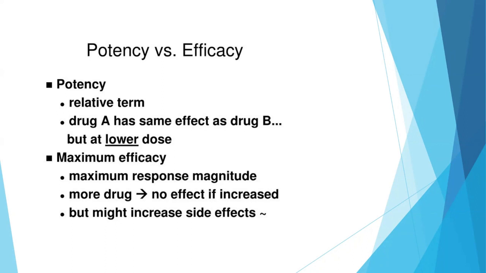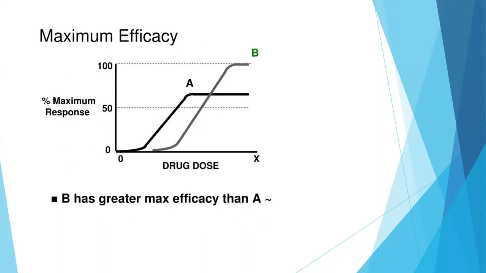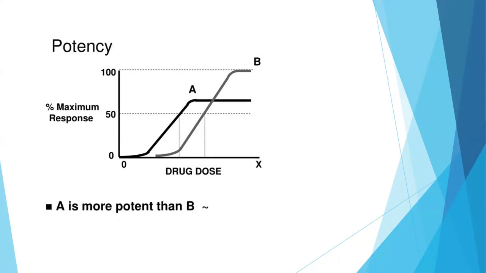Talking about maximum efficacy, it is the maximum response magnitude, which means that more drug has no further effect if increased. For example, we administer a drug at 500 mg and there is maximum efficacy. If we administer 600 mg, the efficacy is not increased, which means the maximum efficacy of the drug is at 500 mg, and there is no point in increasing the dose, but it might increase the side effects. Now, here you can see B has a greater maximum efficacy than A, and A is more potent than B.